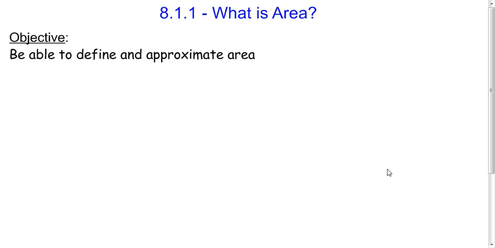So in this lesson, we learned about area. We learned its definition and how we can approximate it by using unit squares.